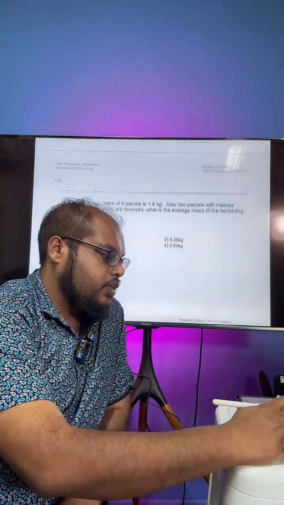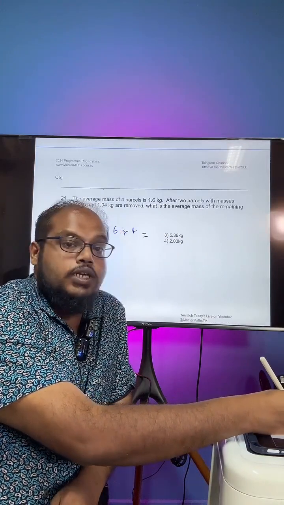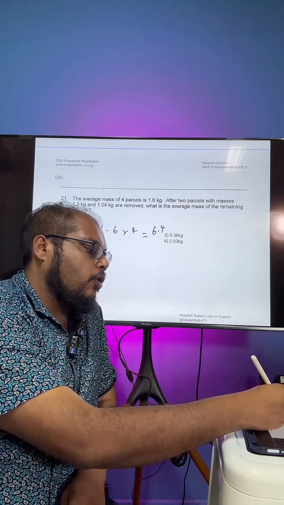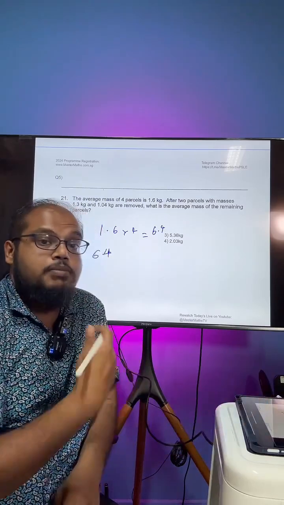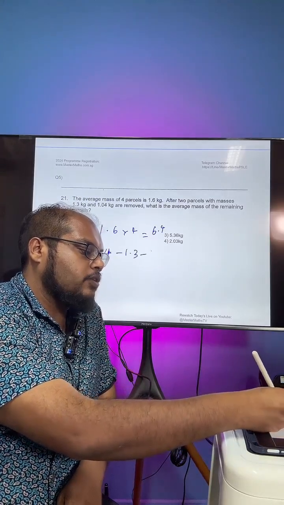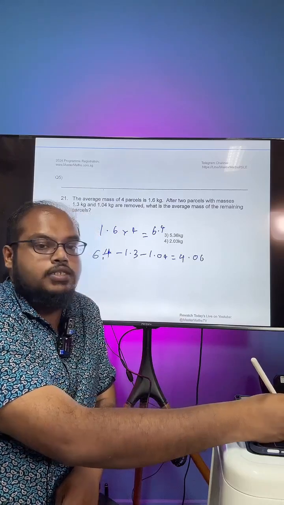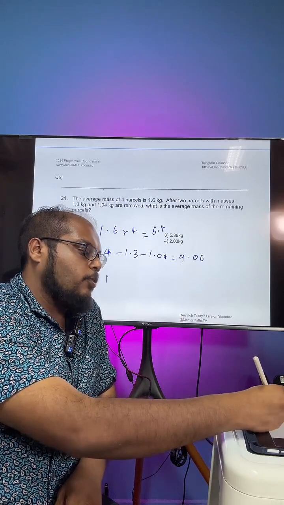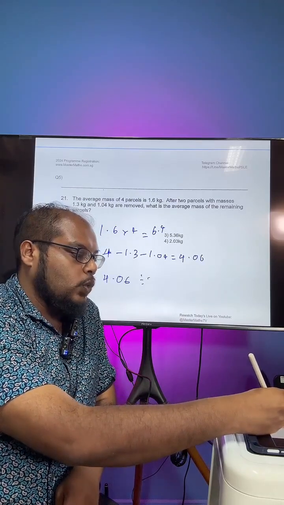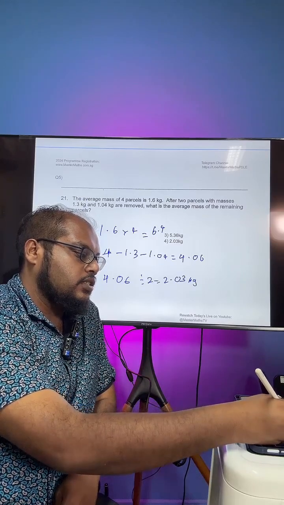So here, when I do 1.6 times 4 to get the total, I'll get 6.4. Then remove means minus. So I minus 1.3 minus 1.04, and I'll get 4.06. Because it's still asking for average, I divide by 2. I'll get 2.03 kg.